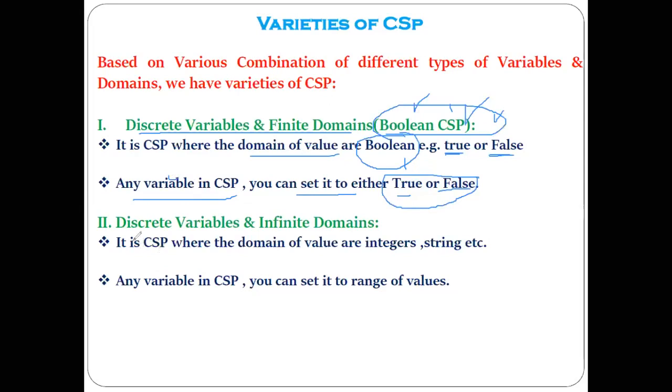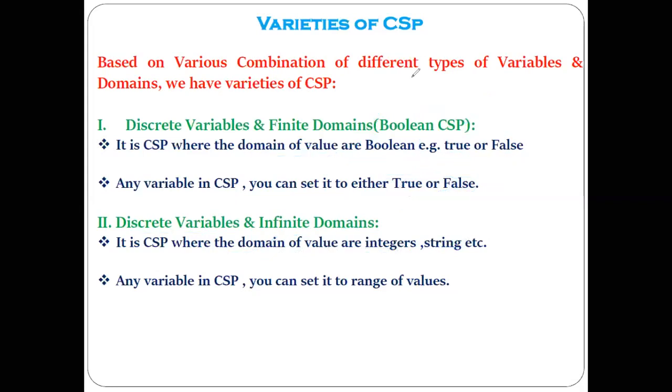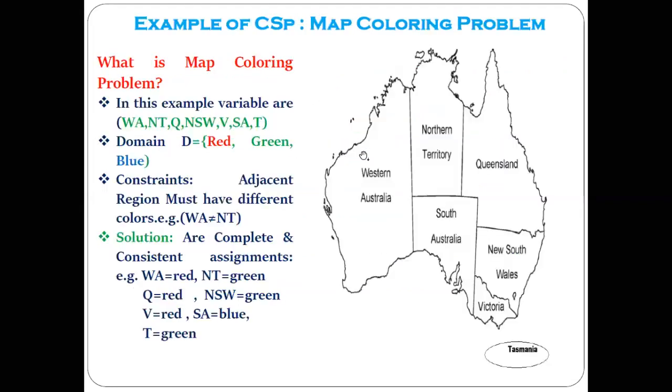Second, we have the discrete variable and the infinite domain. Just like here, as we have discussed, the domain values are just Boolean, like true or false. In case of this second type, discrete variables and the infinite domain, the values are integers, mostly integers and strings. Just like here we have taken. Here the domain values are what? Strings. Yes or no? Yes, sir.